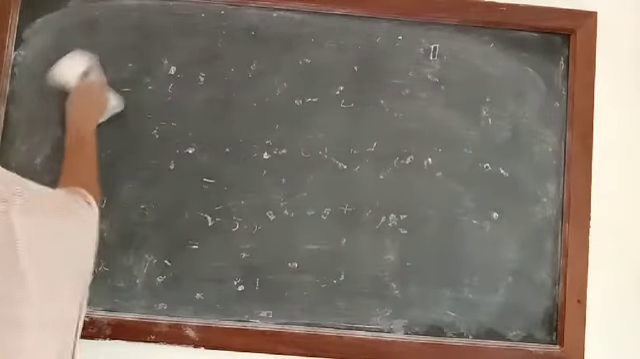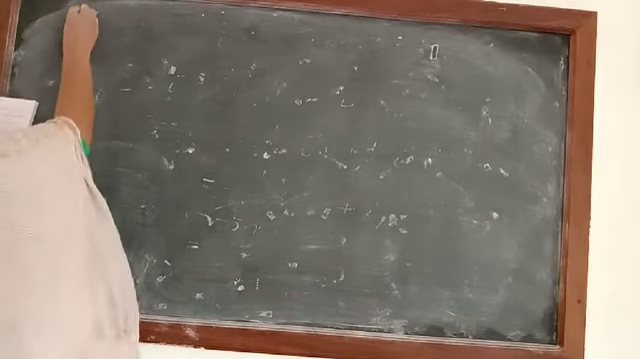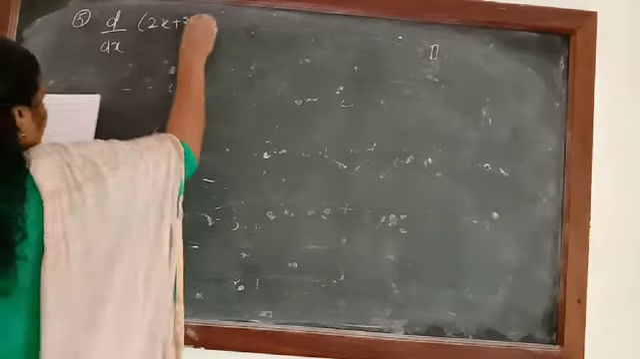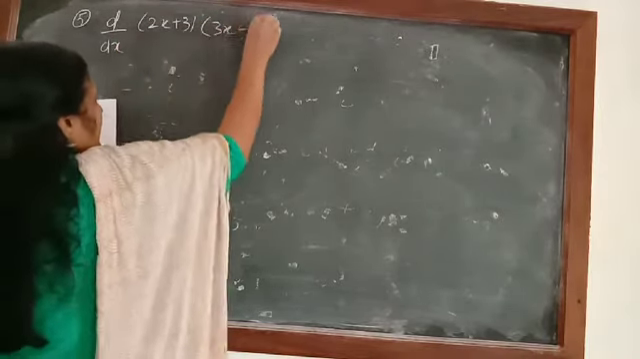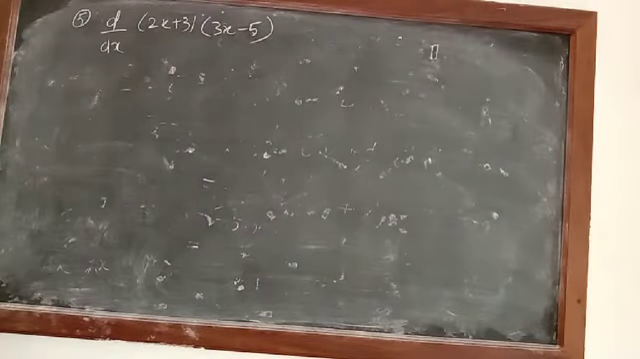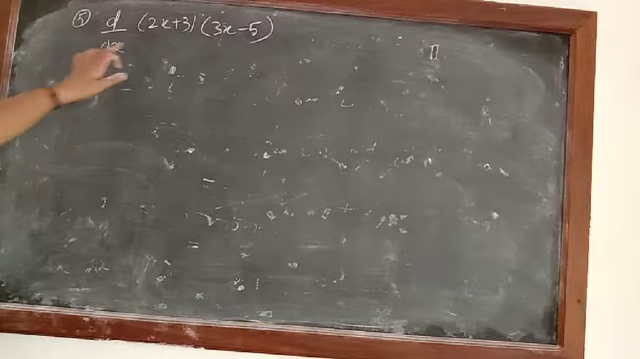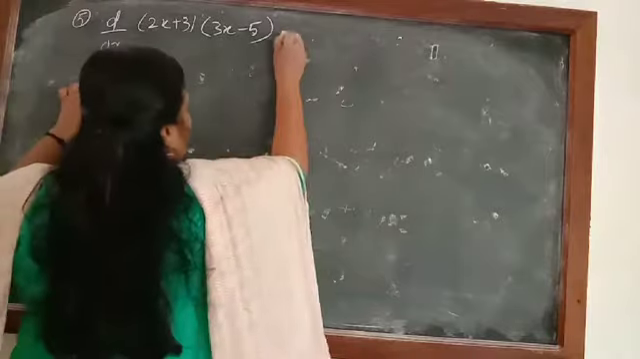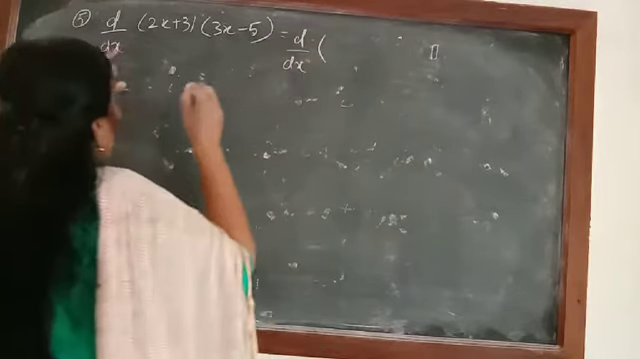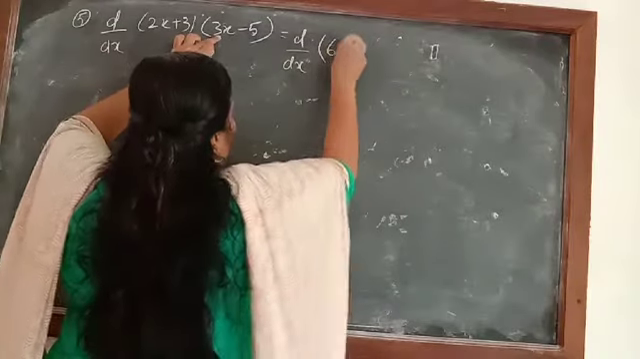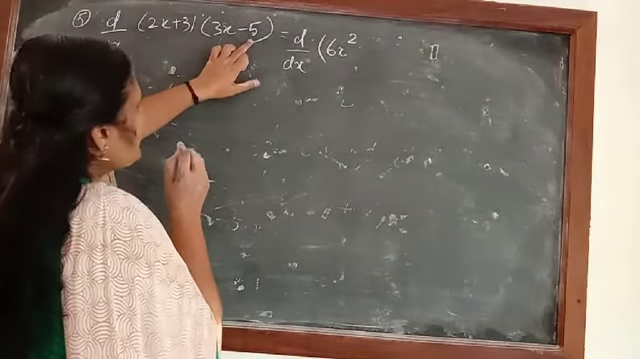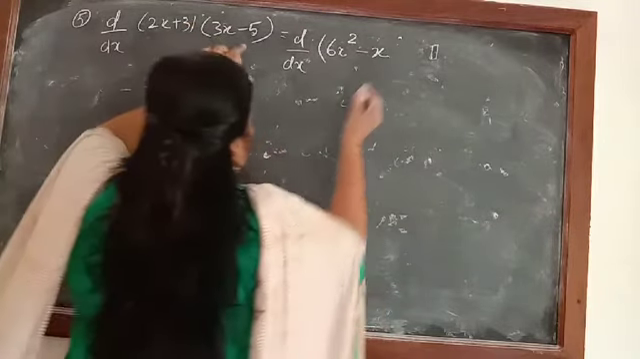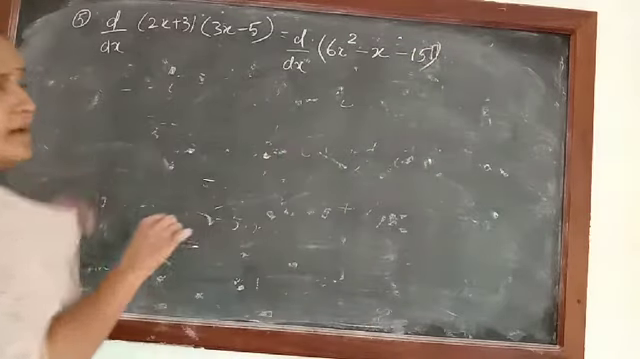Okay, write down. The fifth question is we have to find the differentiation of 2x plus 3 into 3x minus 5. Now this question depends on you. Either you can use the formula of multiplication, or first you can multiply these two and then simplify. So shall I do the multiplication? 2x into 3x will be equal to 6x square, 2x into minus 5 is minus 10x, plus 9x. So that will come minus x, then minus 15. So we just did the multiplication there.